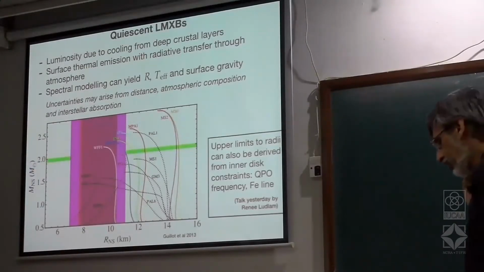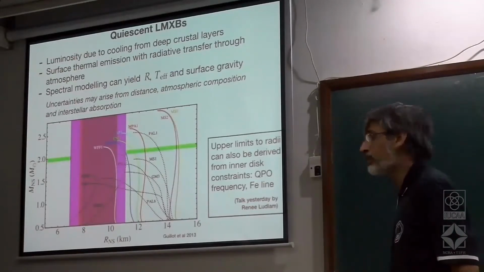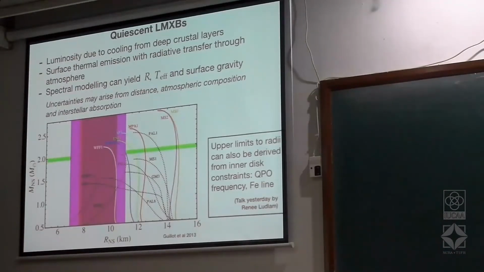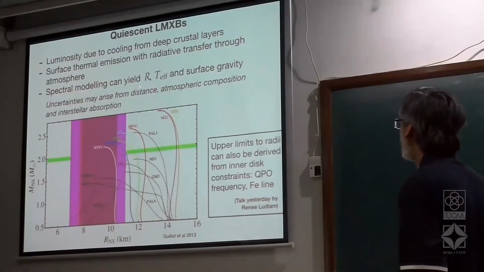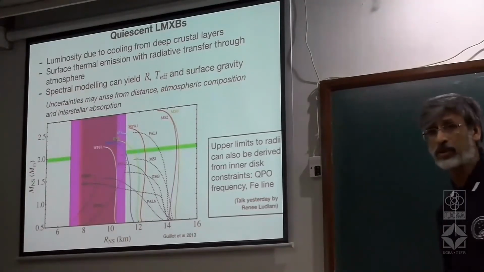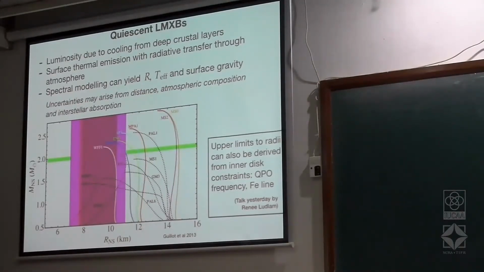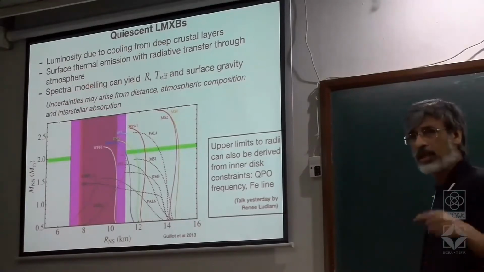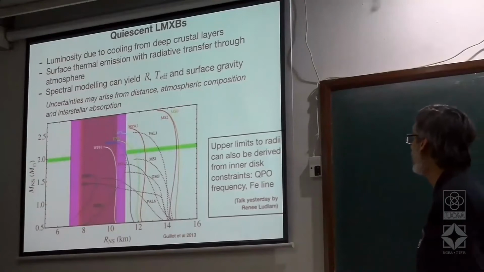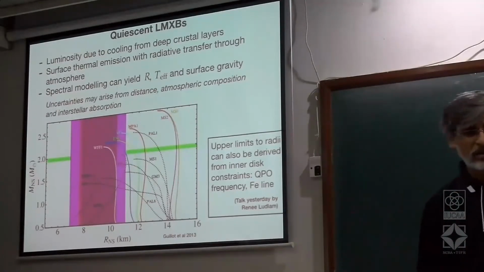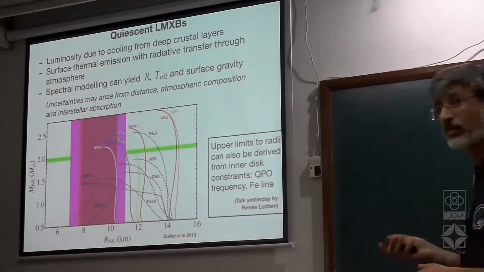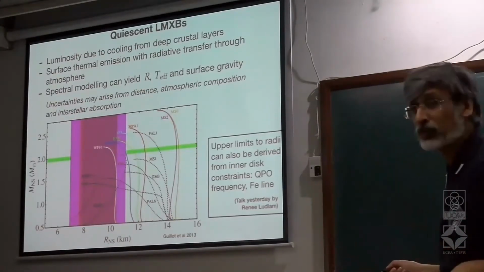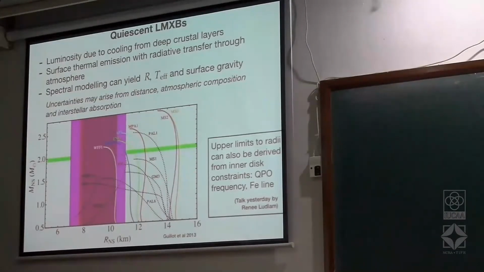Now you can model the spectrum that you get from the surface, thermal emission, with radiative transfer through the atmosphere, where there are magnetic fields, other materials, and so on. And the spectral modeling can then yield radius, effective temperature, and surface gravity if you model it well. So uncertainties arise from, A, the distance to the object, B, the atmospheric composition. This is not cold catalyzed matter anymore. It's coming from accreted matter, so you don't know whether there's a lot of hydrogen in the atmosphere or some helium in the atmosphere and so on. As well as interstellar absorption, that needs to be very well known, because here you are looking at very soft X-rays.